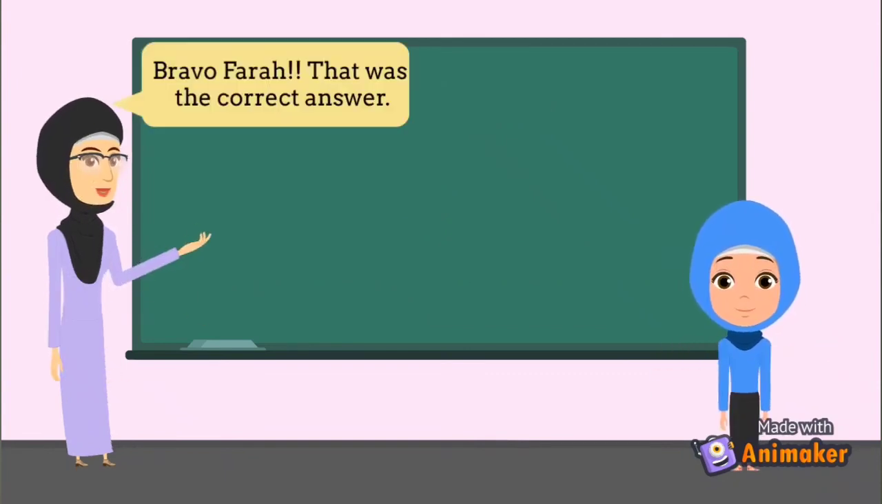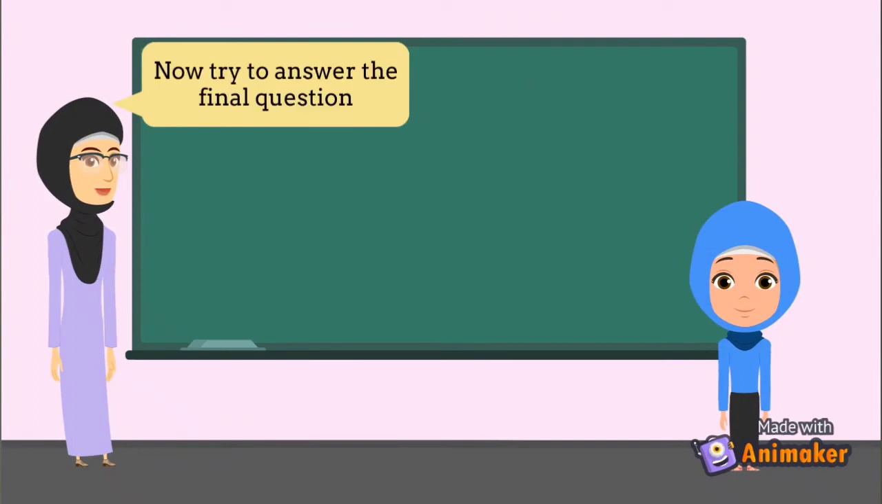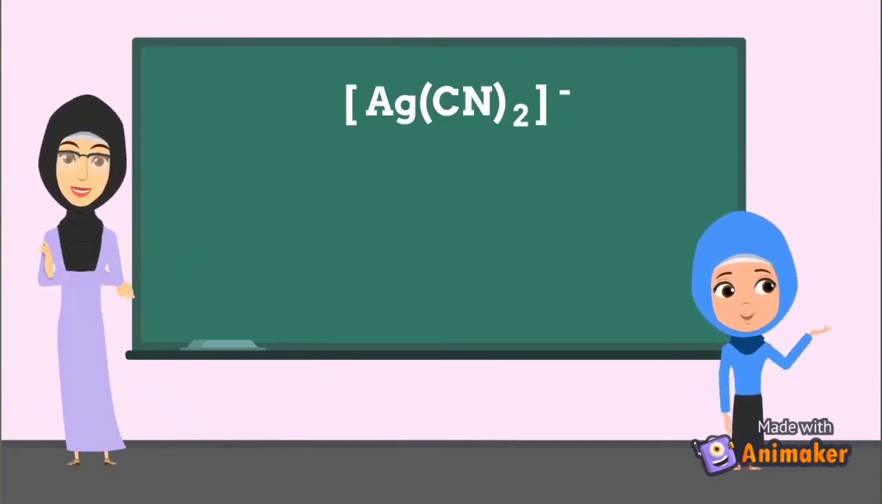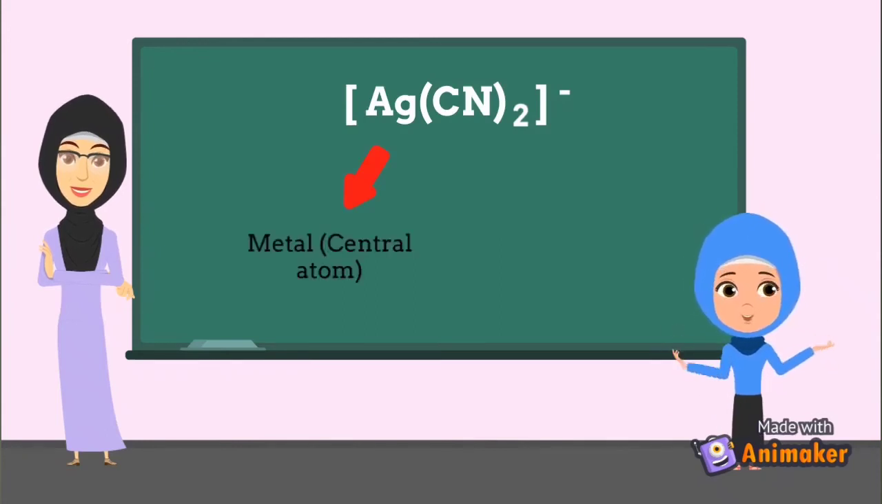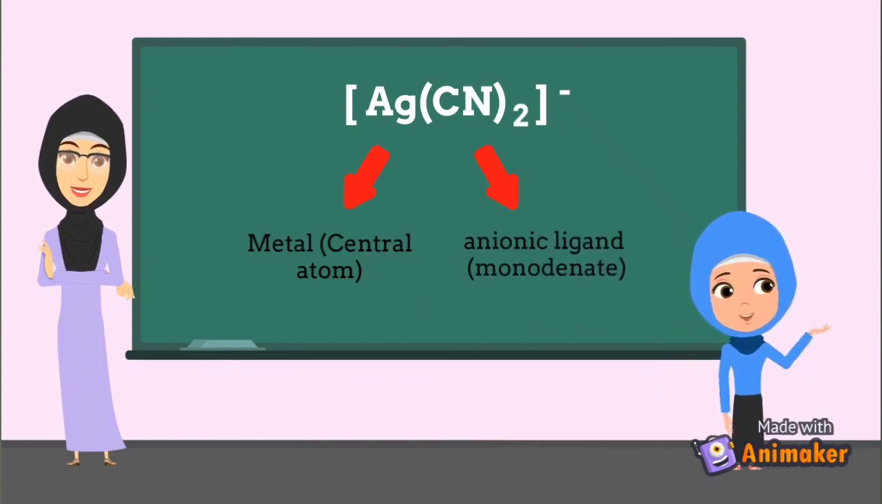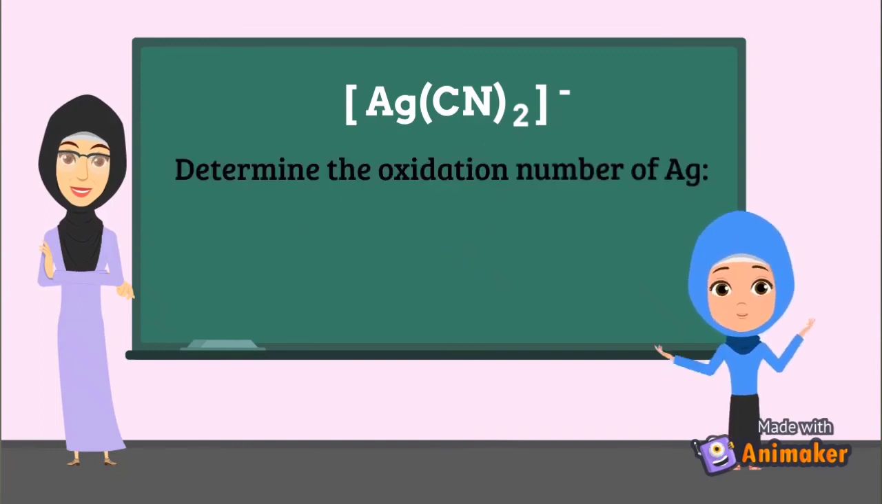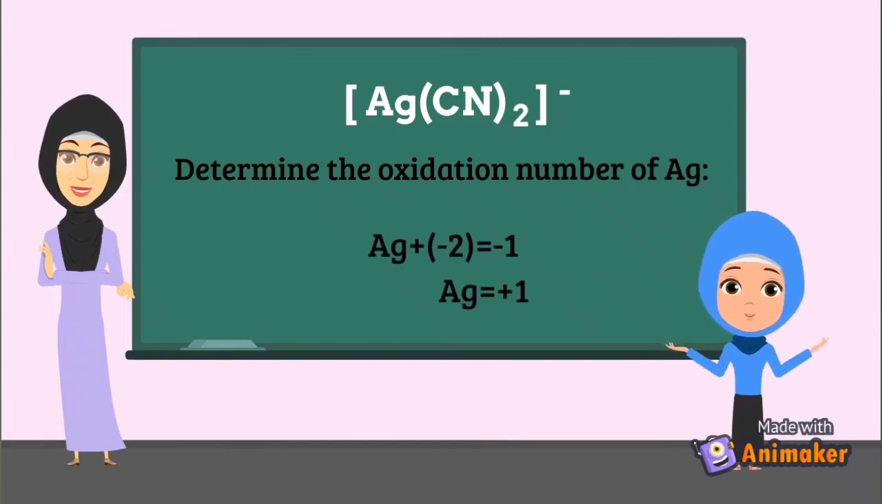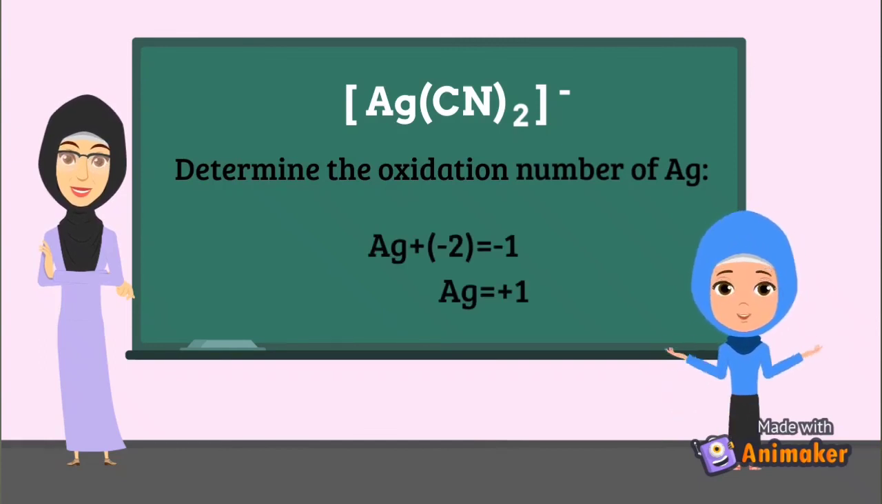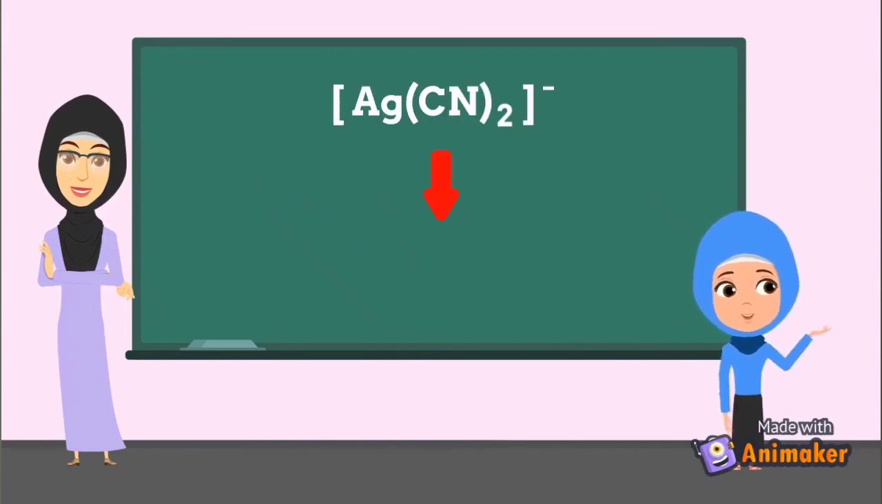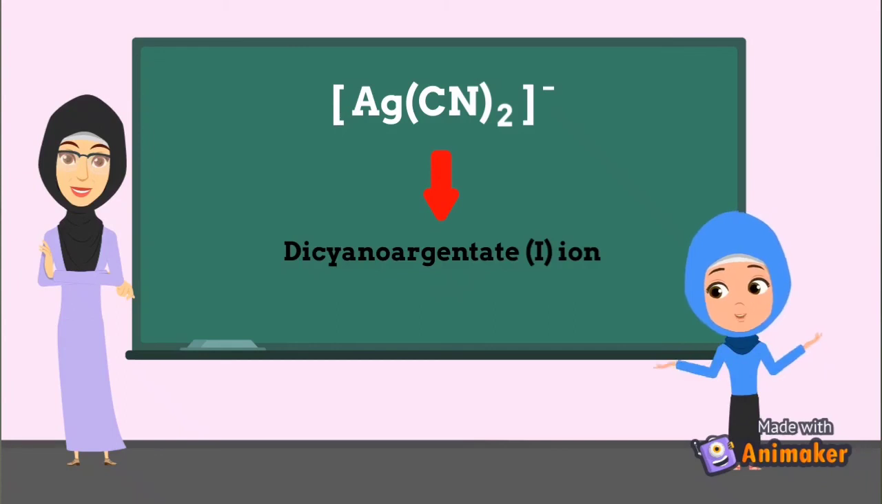Bravo, Farah, that was the correct answer. Now let's try to answer the final question. Silver is the central atom, and cyanide is an anionic monodentate ligand. The oxidation number of silver is calculated with the overall complex being an anion at -1. Thus, silver has a charge of +1. Hence, the name for this coordination compound is dicyanoargentate 1 ion.